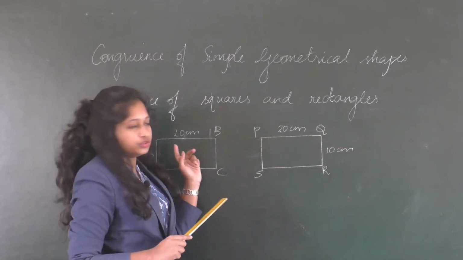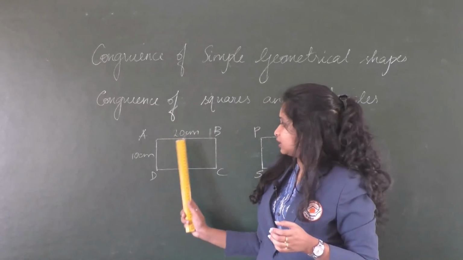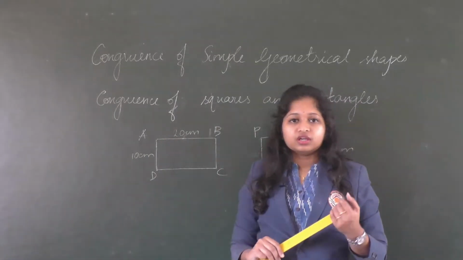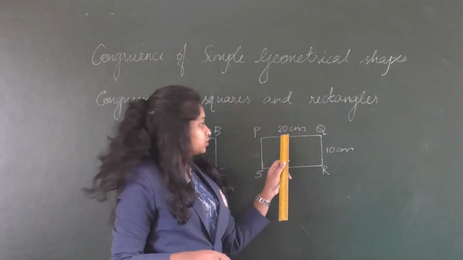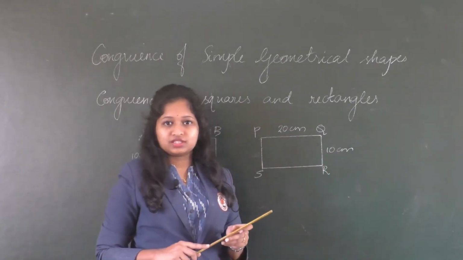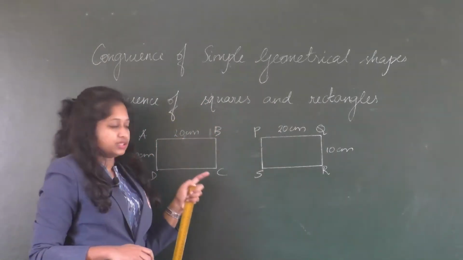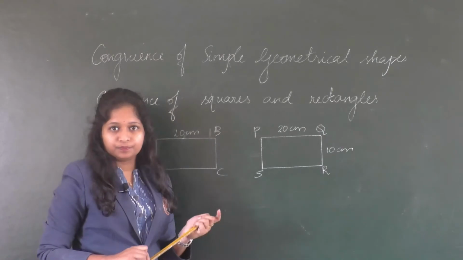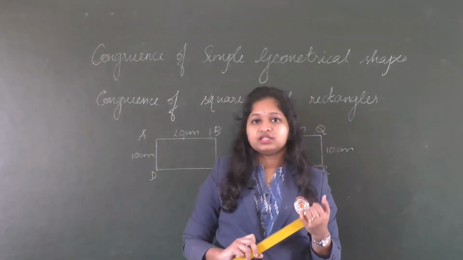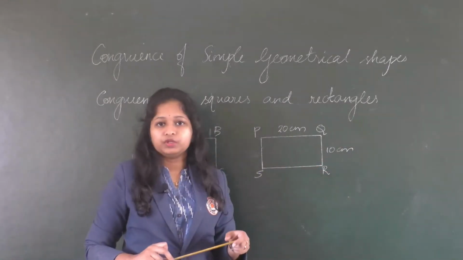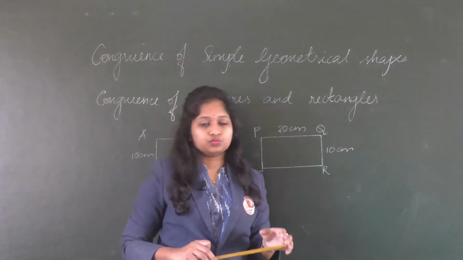Here for the rectangle ABCD, the length is 20 centimeter and the breadth is 10 centimeter. A similar rectangle is drawn here, PQRS, with length 20 centimeter and breadth 10 centimeter. Here the corresponding length and breadth are the same. Then we can tell that the rectangle ABCD is congruent to rectangle PQRS. Here also the converse is true.